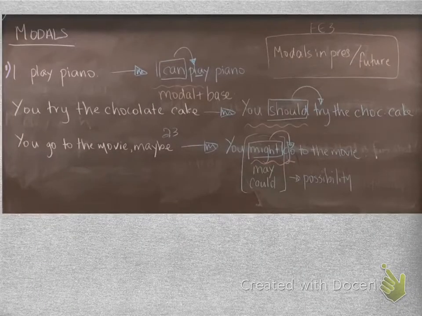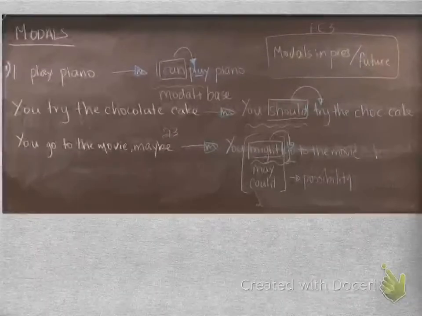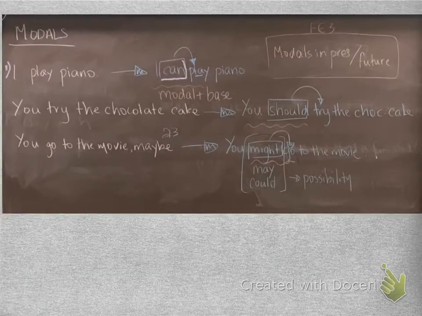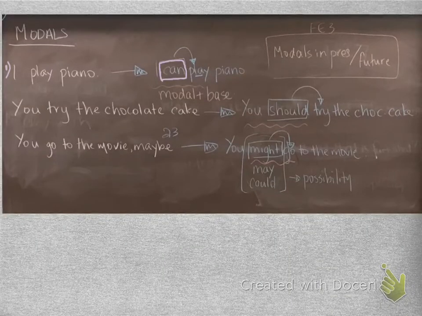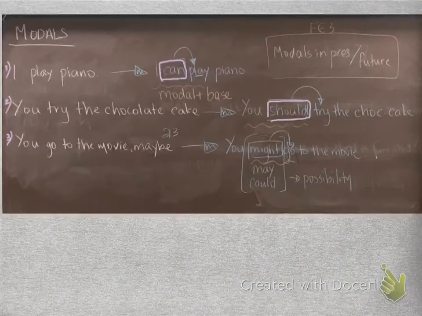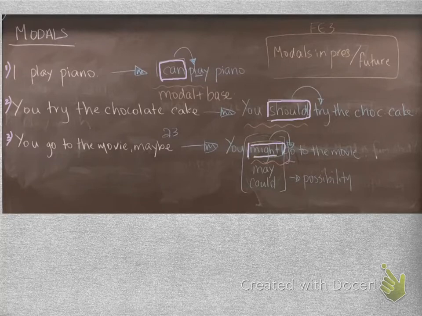I play piano. Okay. If we want to change that to a sentence that includes a modal, we can say I can play piano. Number 2, you try the chocolate cake. Okay. If we want to change that to a sentence with a modal, we say you should try the chocolate cake. And the last one, our example was, you go to the movie, maybe? And we change that one to, you might go to the movie, or you may, or you could.